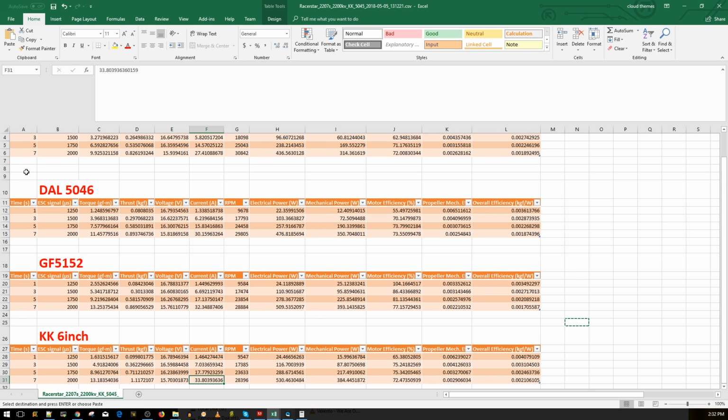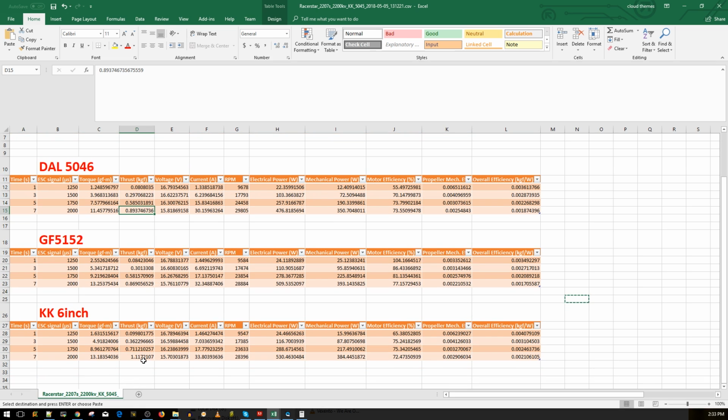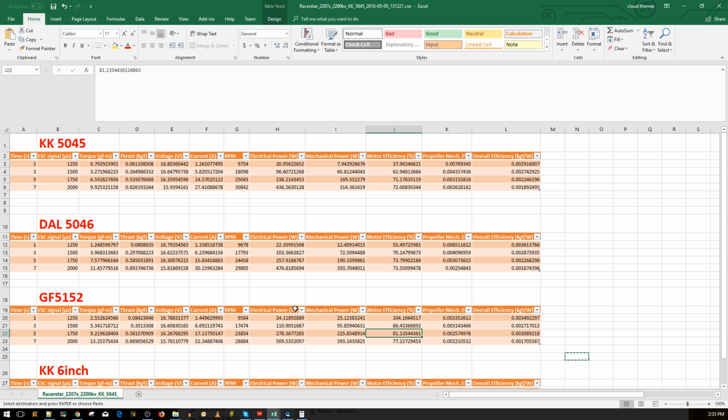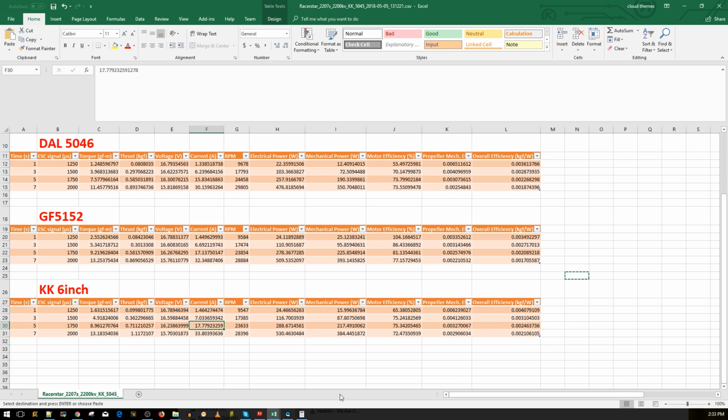So look at this, the dial right here, the 5046, 30 amps. We generated almost 900 here. We got 200 extra grams of thrust for just 3 amps, which is awesome. Whereas here we had the 2 extra amps and we lost around 100 grams of thrust with the 5152. So the 5152 is not for this motor. I can tell you that right now. It's just not really efficient at all. And yeah, you're gonna have a great time with the King Kong. So these two are pretty good here. Especially the 6-inch performed very well.